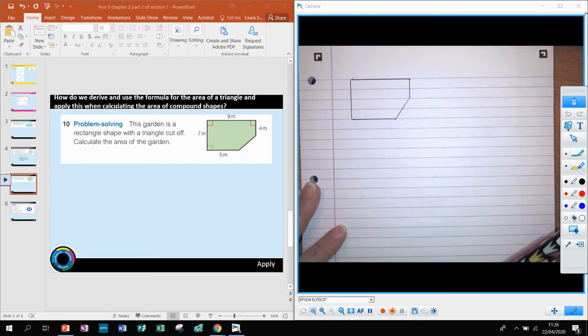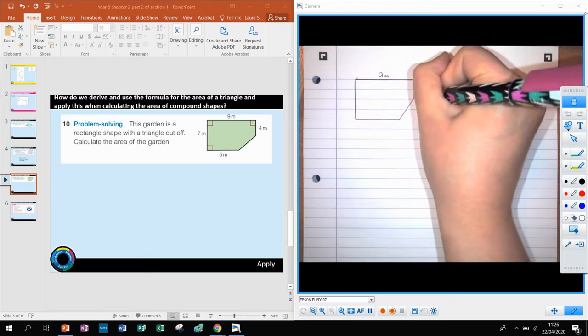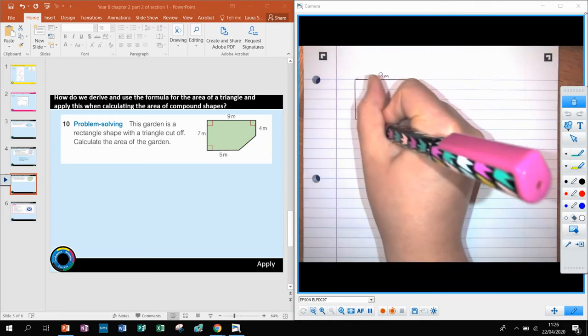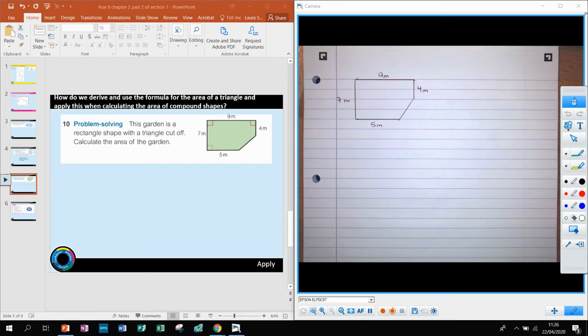Right, lovely. Okay, let's get our measurements in. We have 9 meters, 4 meters, 5 meters, and 7 meters. And the question has said this garden is a rectangle shape with a triangle cut off. Calculate the area of the garden.